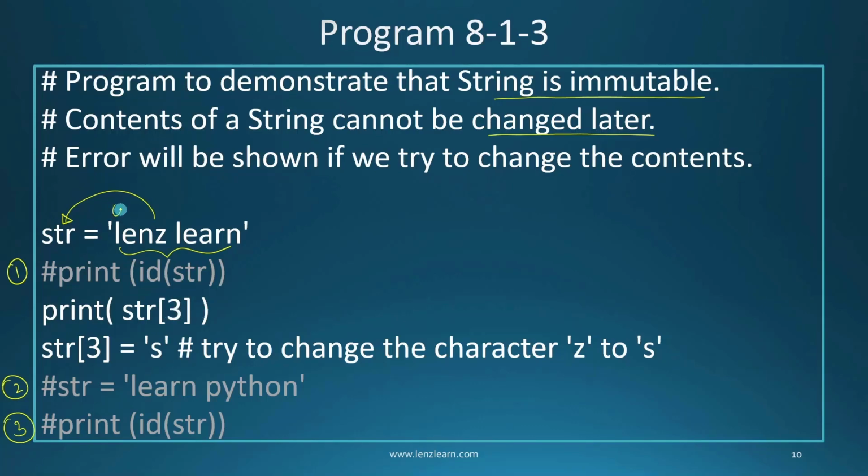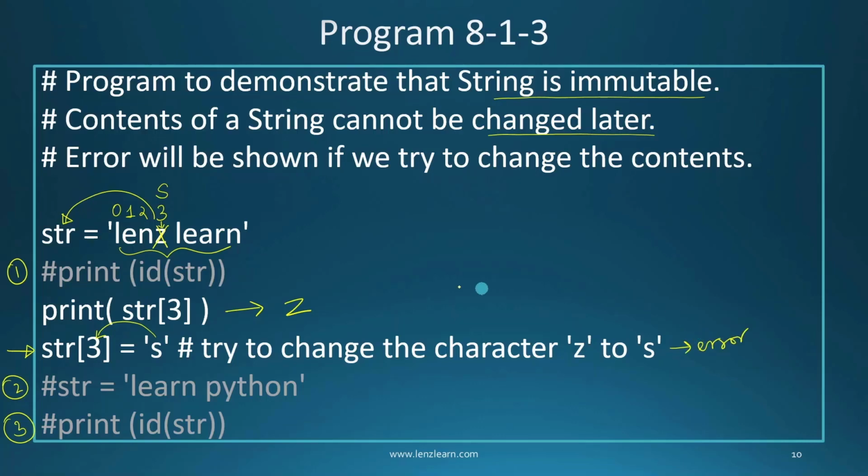Here L is having index value 0, E is having index value 1, N is having index value 2, and Z is having index value 3. So if you print str3, it will print out value set. And after that, what happens in this line? I am trying to assign a new character S to str3. So I am trying to delete this set and write there S. So the string should become LENS LEARN, but this line will give error.